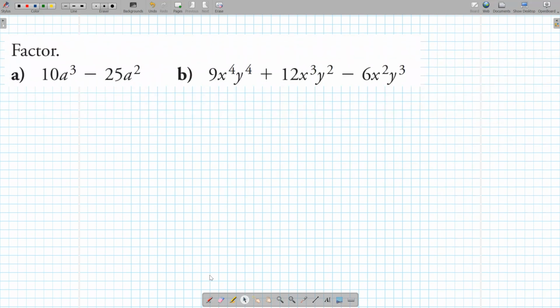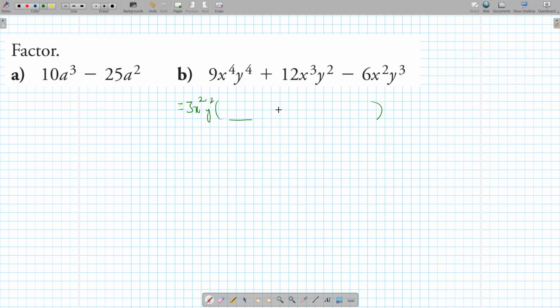Let's look at the other expression here. We're going to do this step by step. Look at the numbers, 9, 12, and 6. What's their greatest common factor? 3. Yes. How many x's? We have x to the 4, x cubed, x squared. What's the maximum x we can take out? Not 3, because x cubed doesn't go into x squared. You can take out x squared because it goes into x to the 4, x cubed, and into itself. How many y's can we take out? Also 2. Yes, that's correct.